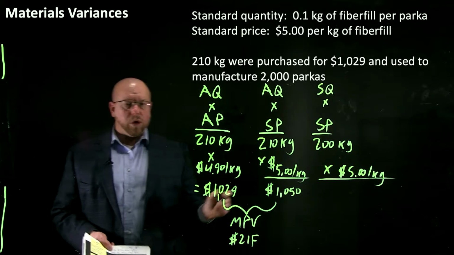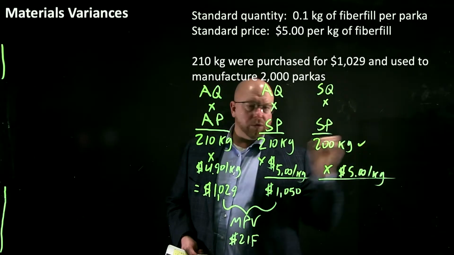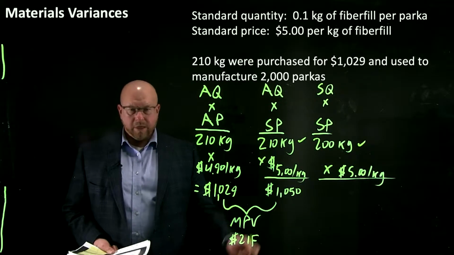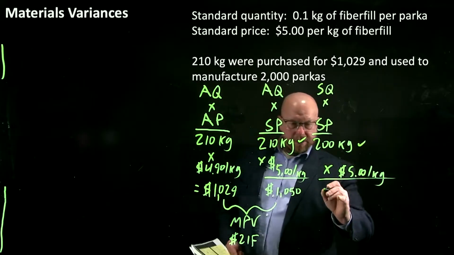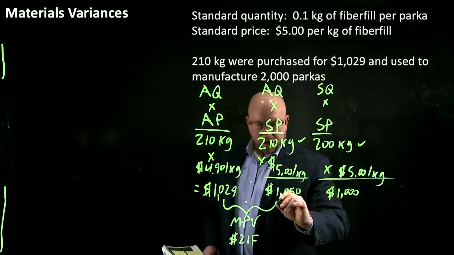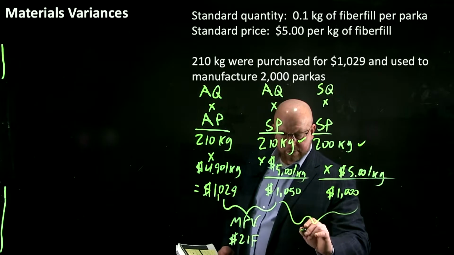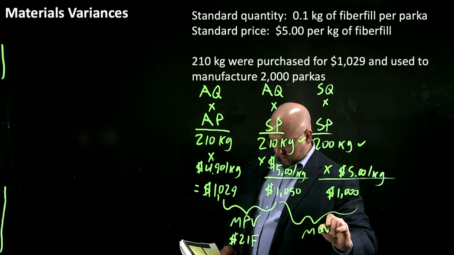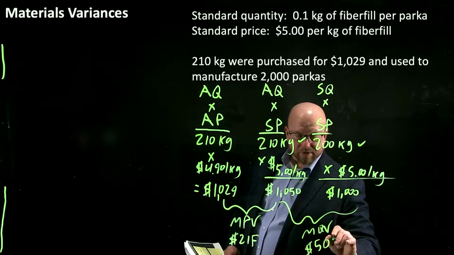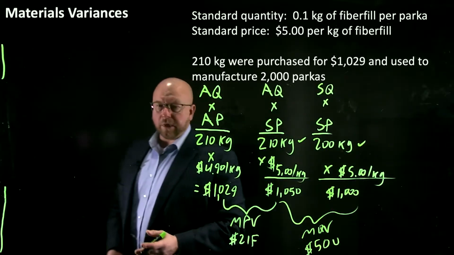And here's the reason why. We're supposed to use 200 kilograms. We actually used 210 kilograms. Let's finish the math here. It should have been $1,000 there. Our materials quantity variance is going to be $50 unfavorable because we used too much stuff.